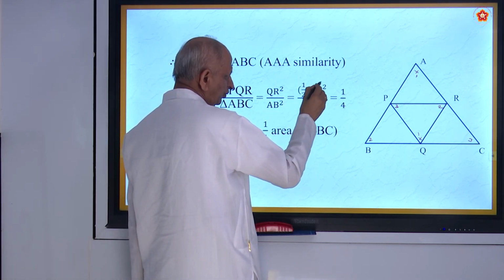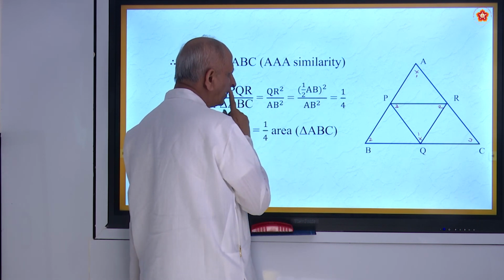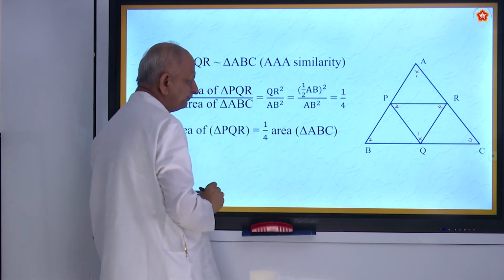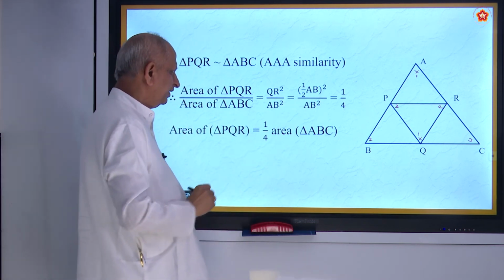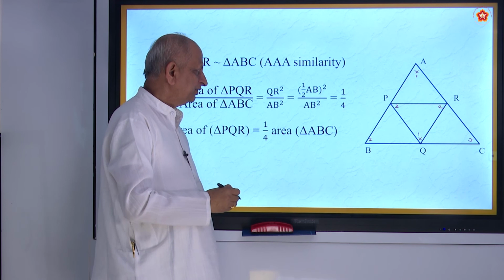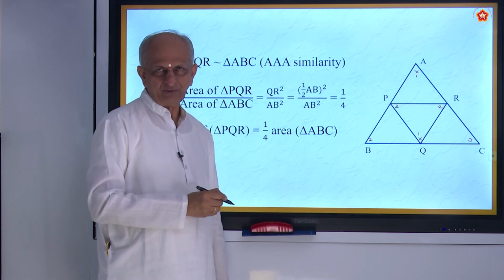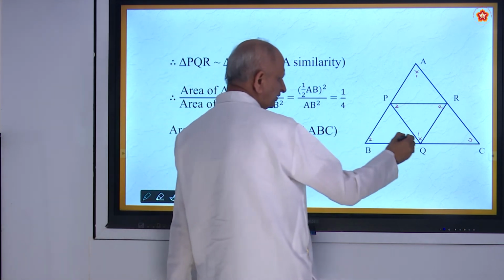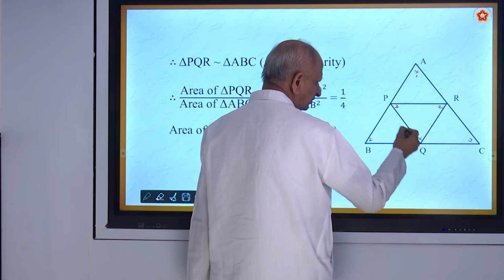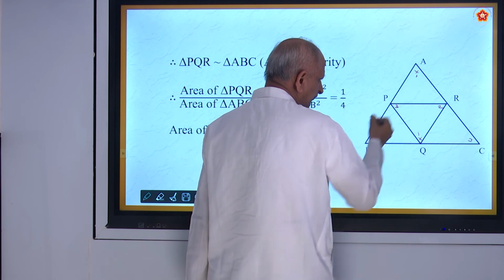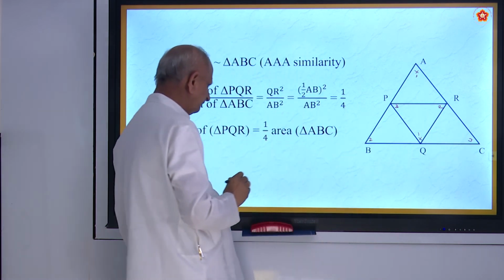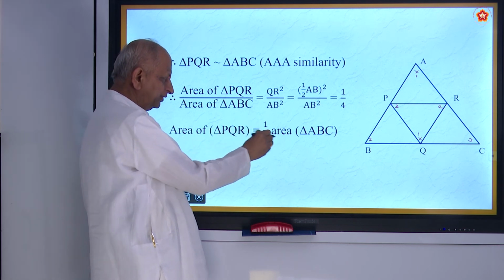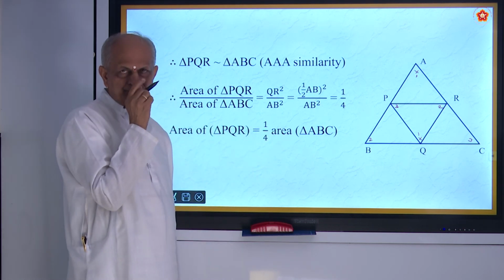Half AB whole square means how much? It becomes 1 by 4th AB square by AB square. So when you divide that, AB square cancels. 1 by 2 square means 1 by 4. That means what? This means that this triangle area, PQR area, is 1/4 the area of triangle ABC. That is the meaning. Area of triangle PQR is 1/4 the area of triangle ABC.